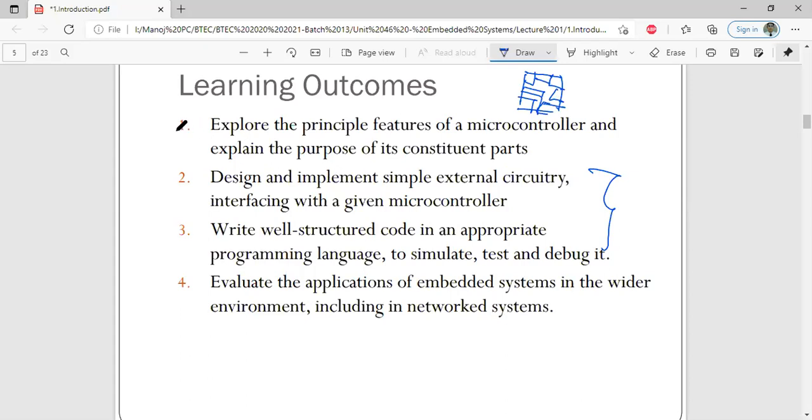Both of the lecturers assigned here will contribute to all these learning outcomes, right? Me and Hasida, we will contribute to all these outcomes. It is not like I'm doing the first and second one and he's doing the third and fourth one, because it is hard to separate 2 and 3. As I think, 2 and 3 should come together.